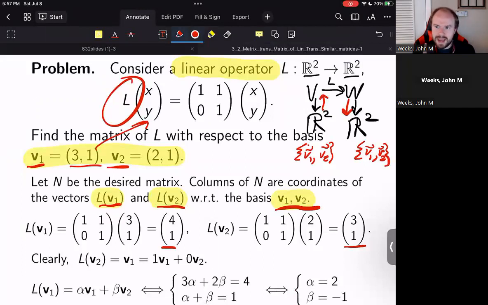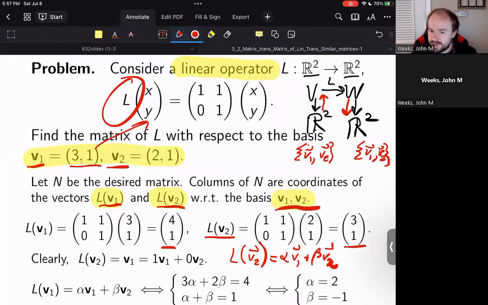So I've got to think, okay, how am I going to write LV2, for example, in terms of the coordinate basis of V1 and V2? Remember that the way that we've done this is we've written LV2 equals some alpha times V1 plus beta times V2. And we basically want to figure out what alpha and beta are here.